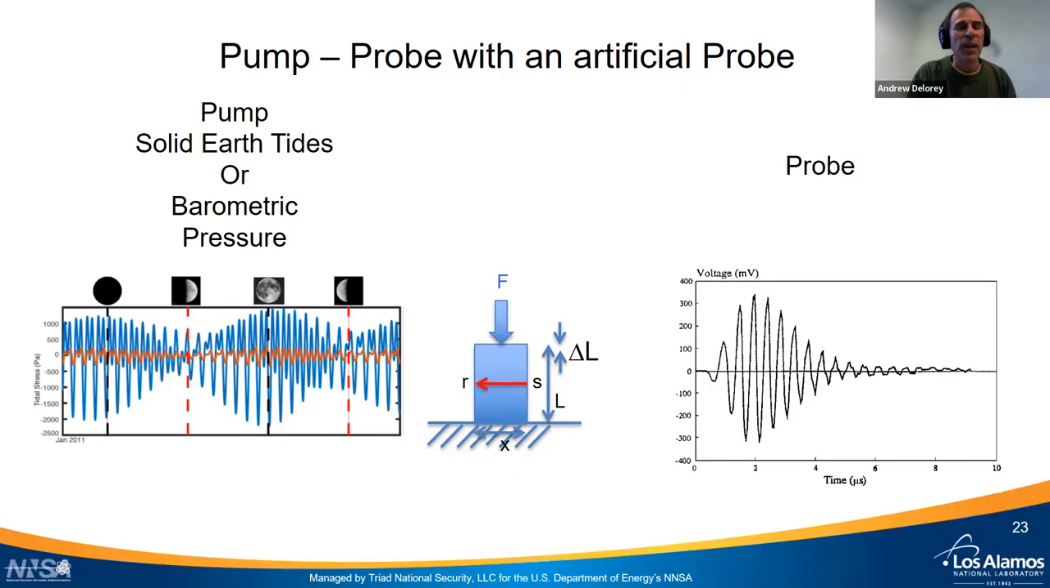So in the Earth we have either a natural pump in the form of either earth tides or barometric pressure or something like that, and we have an artificial probe. So these will be active source experiments where the probe is the active source, and the pump is some kind of natural phenomena like solid earth tides or barometric pressure.